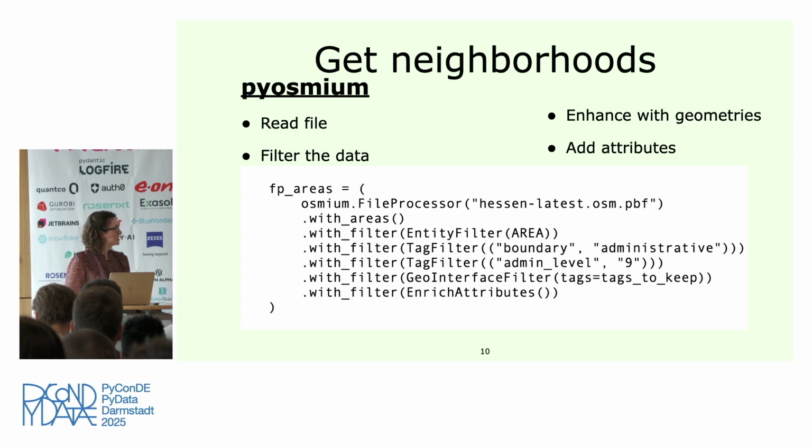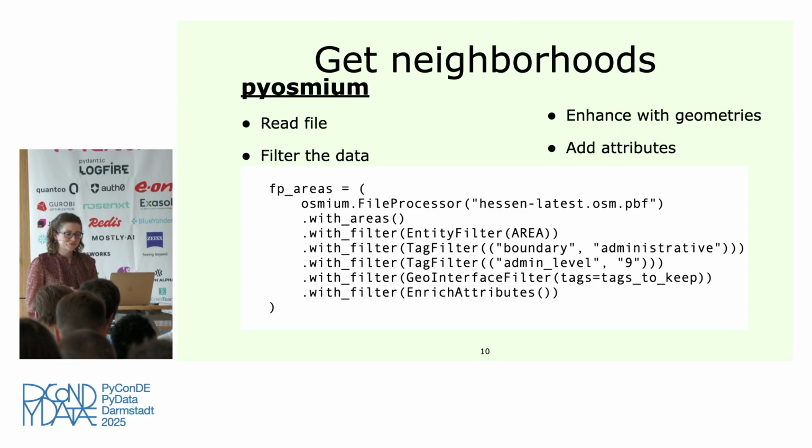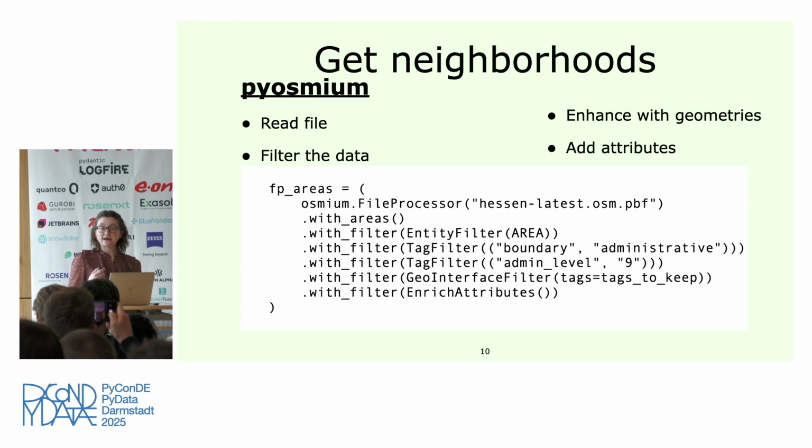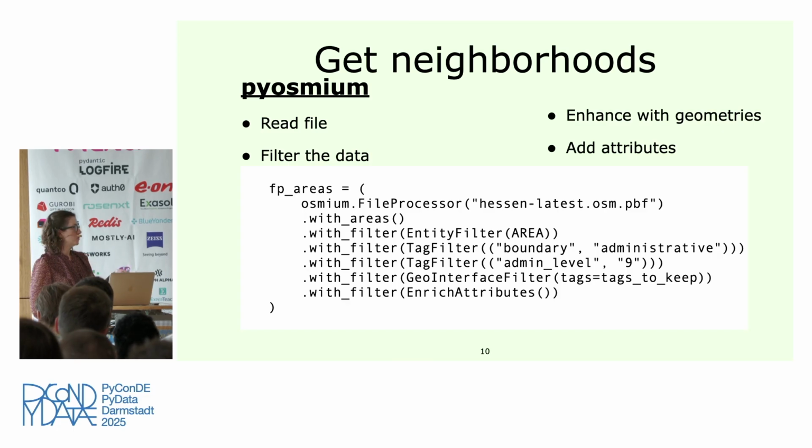First, we instantiate a file processor to process the file that we've just downloaded. Then we're going to use with_areas to enable the area processing for closed ways and multi-polygons. This also enables some location caching, so we can build geometries. And then we're going to use different filters. These filters are applied on objects in order. So only when an object passes through all of these filters, that's what we're going to keep in this file processor.